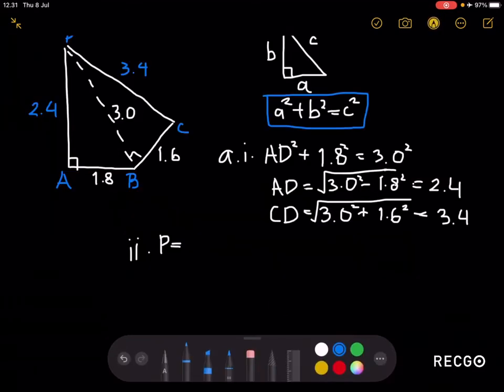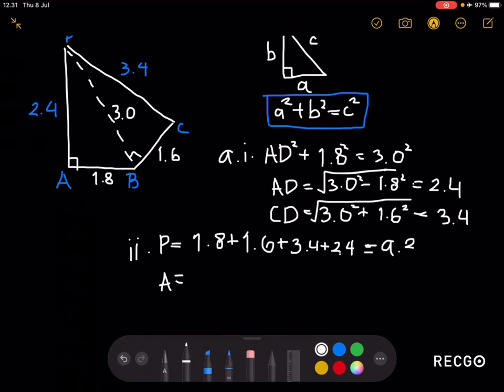Alright, for the perimeter and area, it's quite simple. For the perimeter, we can just add all the sides up. So 1.8 plus 1.6 plus 3.4 plus 2.4, which will add up to 9.2.